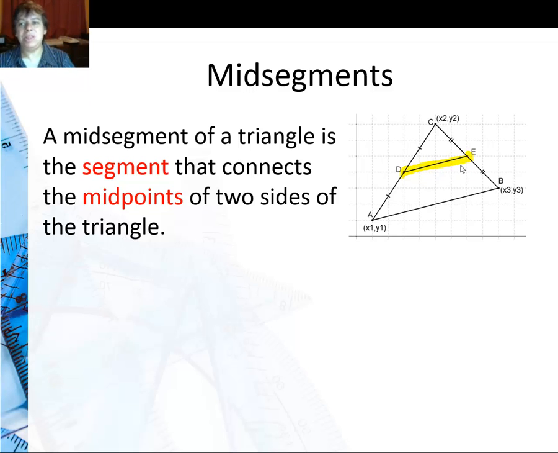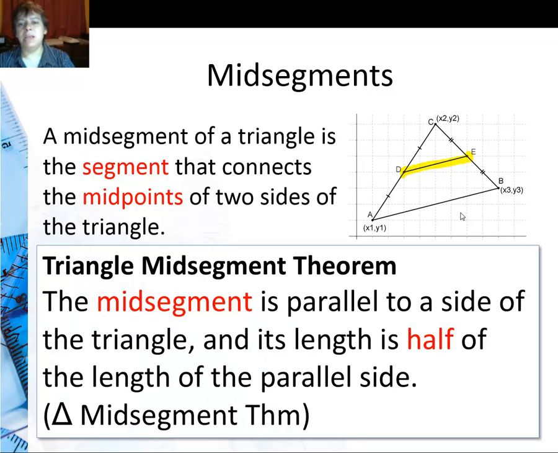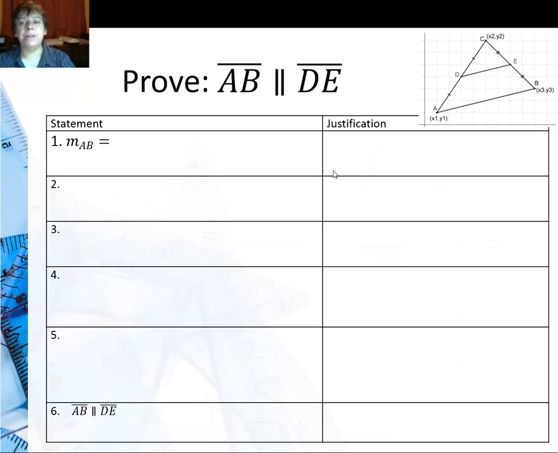An interesting thing about midsegments is that they are parallel to the other side that they're not intersecting, and the length of this segment, DE, will be half of the length of AB. And I can actually prove the parallel part to you now. So I'm going to prove that DE and AB are parallel.